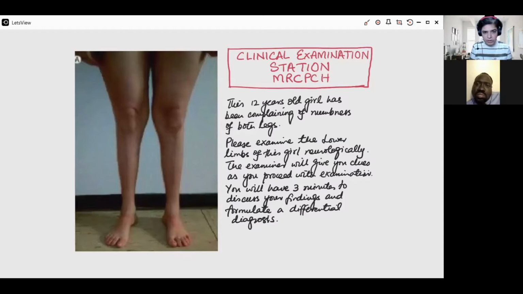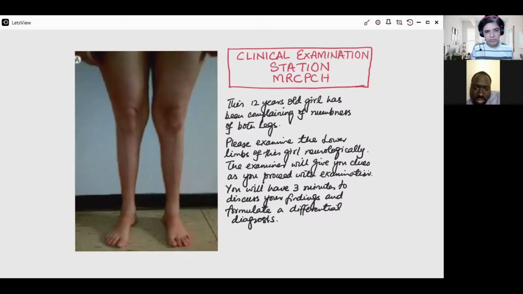It means there will be no real patient. You'll be given a picture like this, or you might be shown photos, and with that, there will be a task, rather than showing you a video or something, because videos are for the video station. So this is a sample clinical examination station, 9-minute station. And before that, these are the instructions.